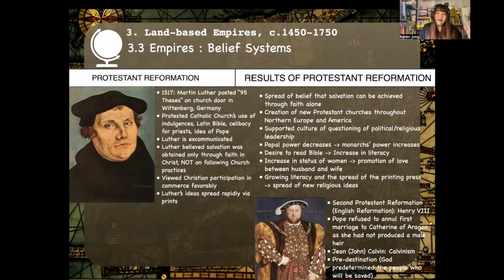But so after the Protestant Reformation, there was a culture of questioning political and religious leadership, and this was so important, and also fostering in the Enlightenment, because you have to be able to criticize authority and question authority in order to overcome it or suggest reforms in as radical a manner as possible, whatever it takes to take humanity to progress to that next level. And so papal power decreased, the monarch's power increased, and the desire to read the Bible increased, which led to an increase in literacy.